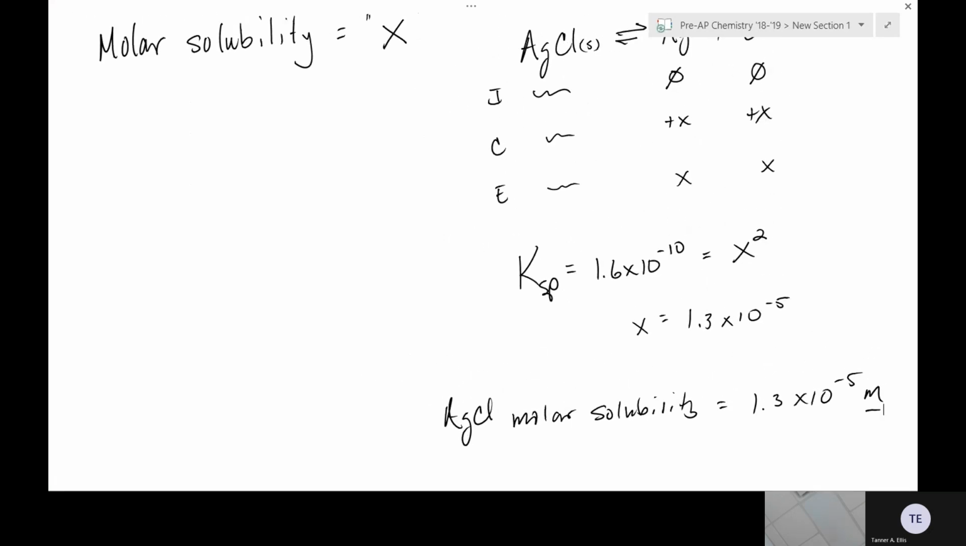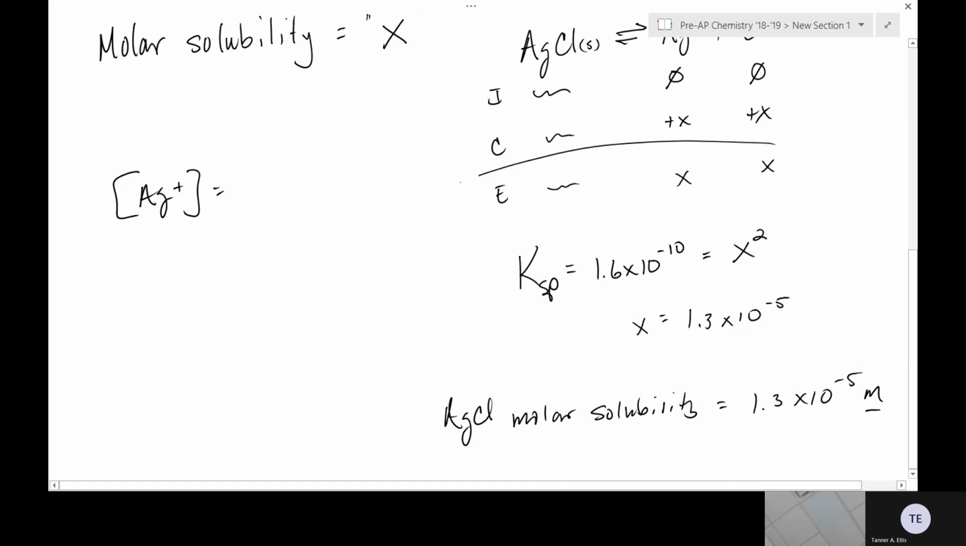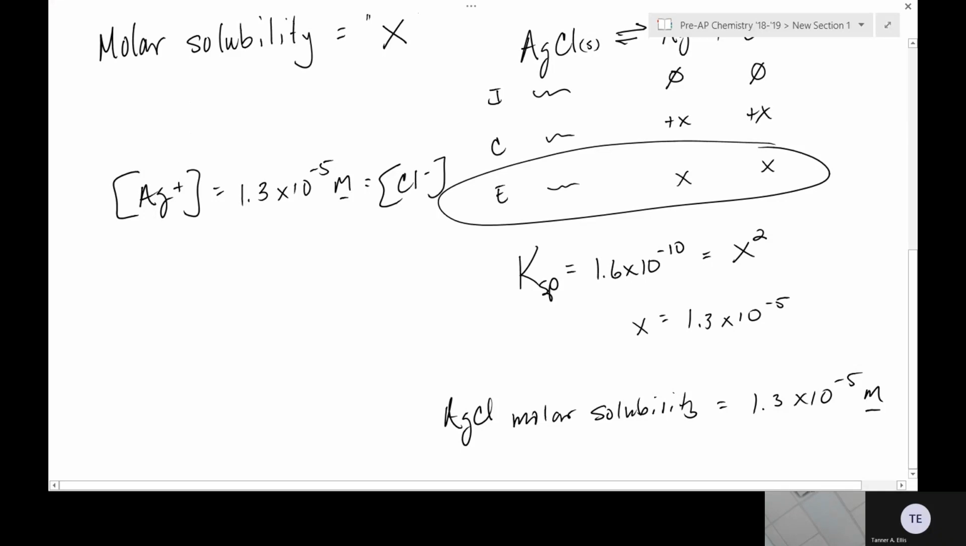Two other things we found is that at equilibrium, what's the concentration of my silver ion? It's X. Right here, right? So the concentration of my silver ion is 1.3 times 10 to the negative 5th at equilibrium. And so is the concentration of my chloride ion. Is everybody with me there? Now, next question.